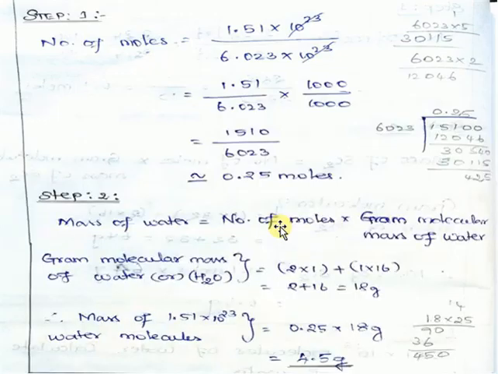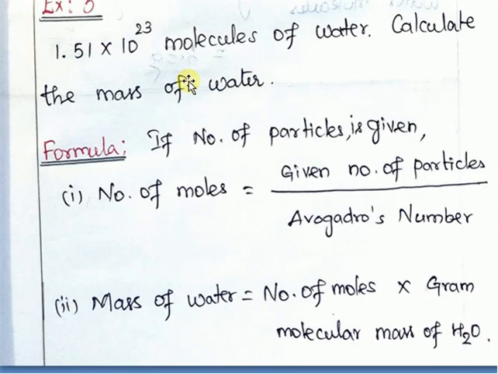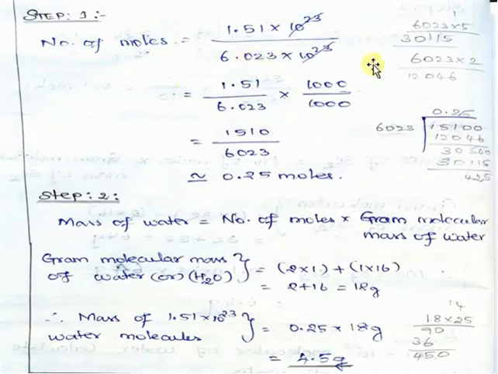So we will see the first step. Number of moles is equal to 1.51 into 10 to the power of 23, which is given in the sum, divided by Avogadro number, 6.023 into 10 to the power of 23. So the powers get cancelled, and I just want to change both the numbers into whole numbers. So I'm going to multiply by 1000 by 1000, because 6.023 has 3 digits after the decimal. So I've got 1510 divided by 6023. If I divide this, I've got approximately 0.25, which is nothing but 0.25 moles.